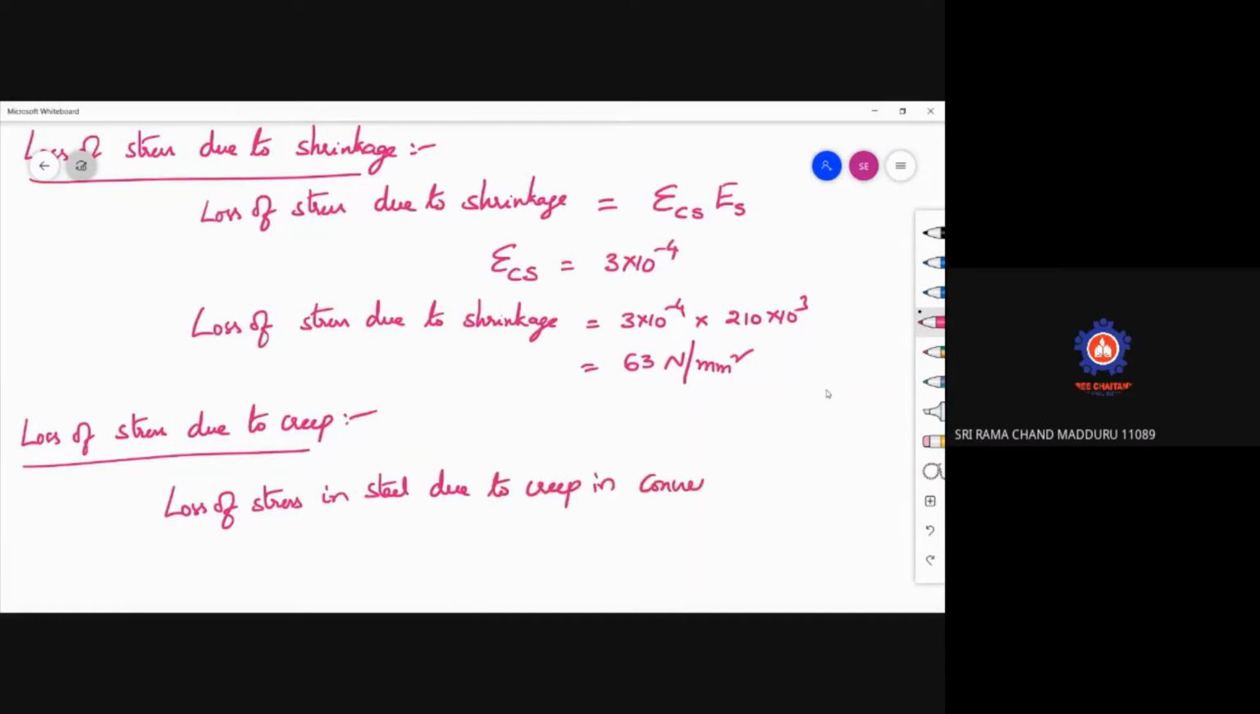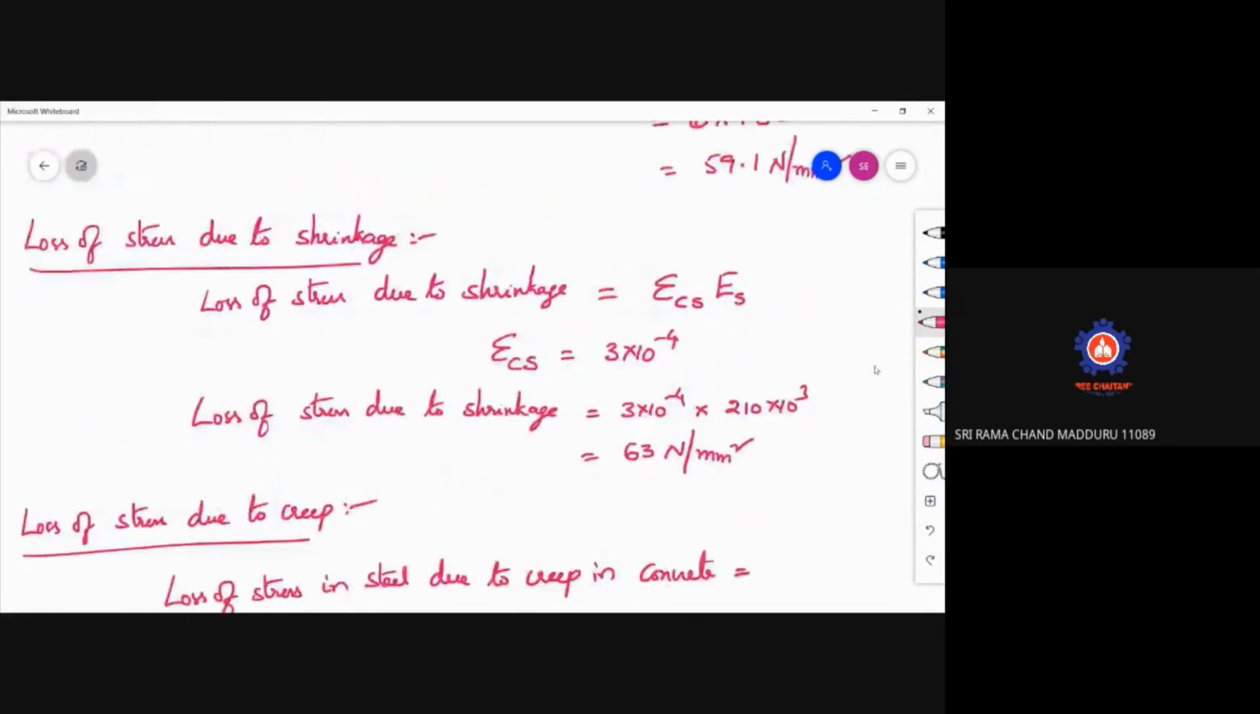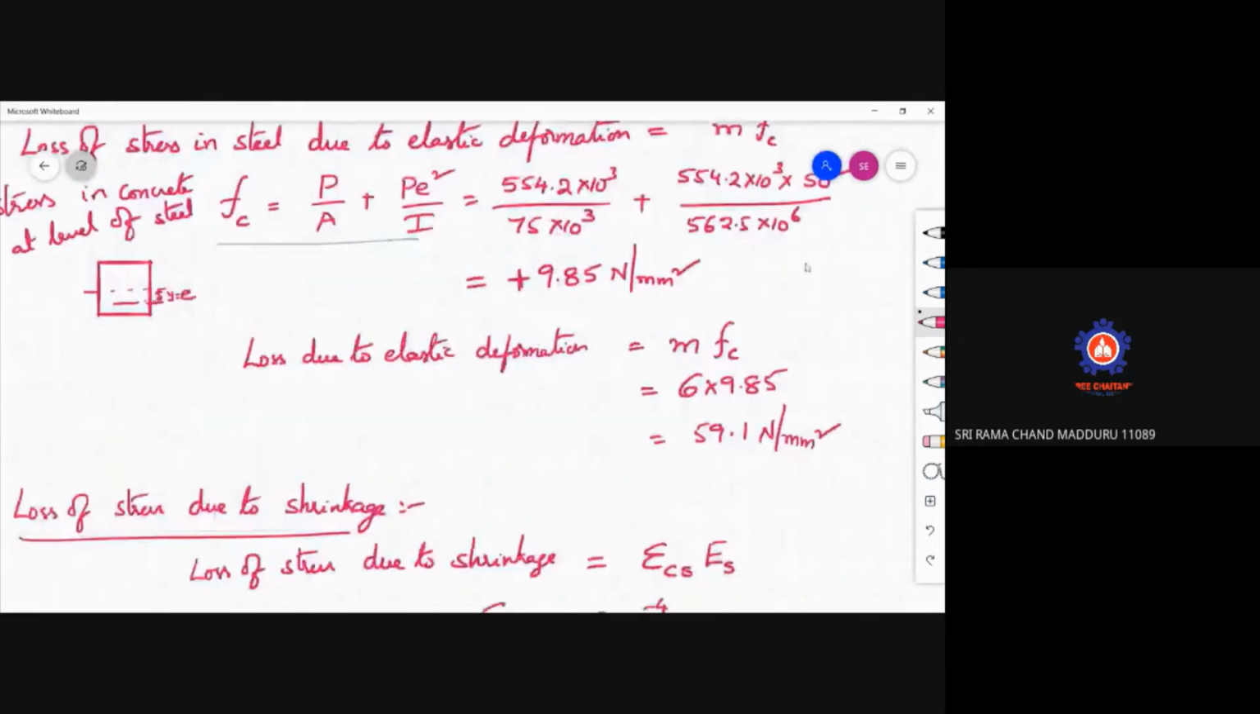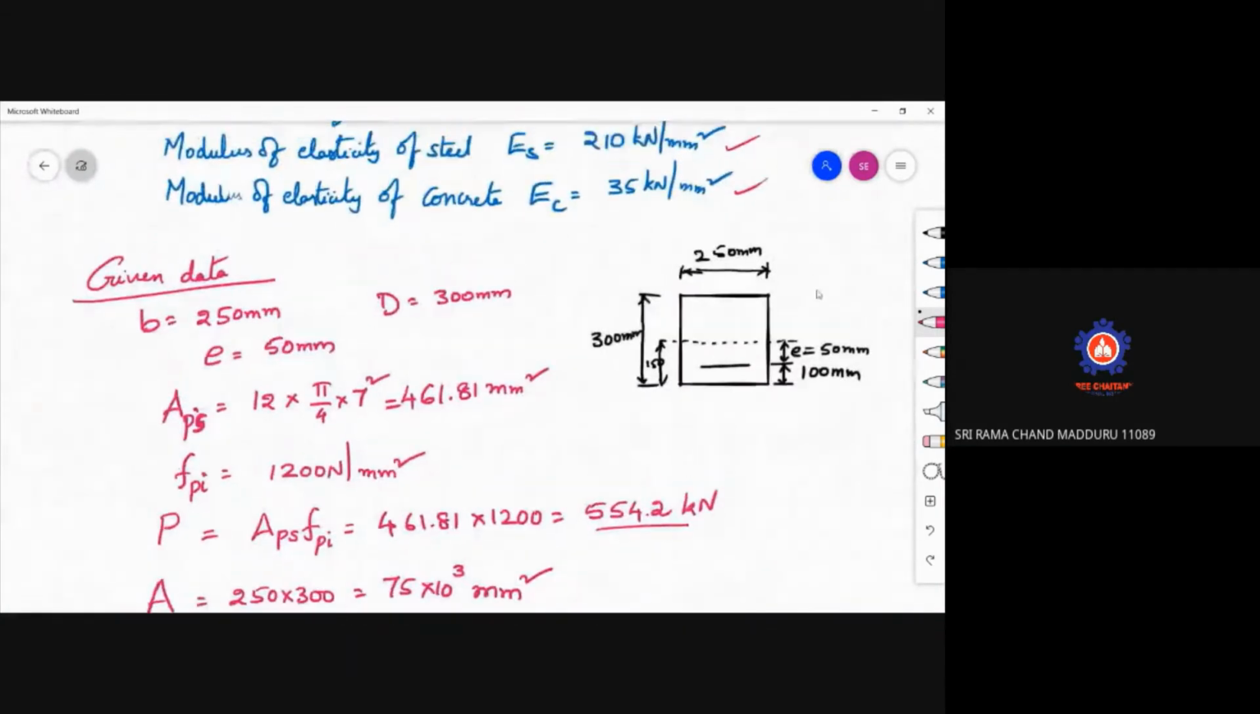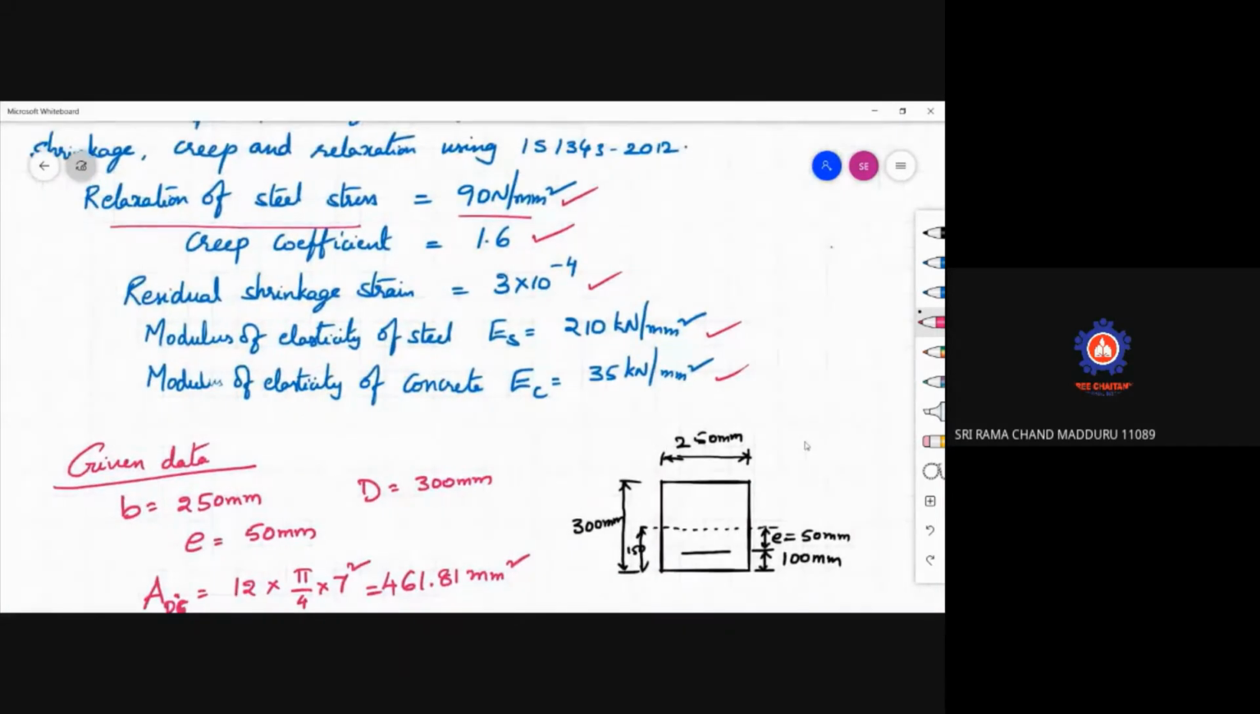To calculate this, we already know that there are two methods available: the ultimate creep strain method and the creep coefficient method. So according to the given data, we can understand which method we need to follow. If ultimate creep strain is given, then we go with the creep strain method. But here, creep coefficient is given. So as creep coefficient is given, we'll go with the creep coefficient method.